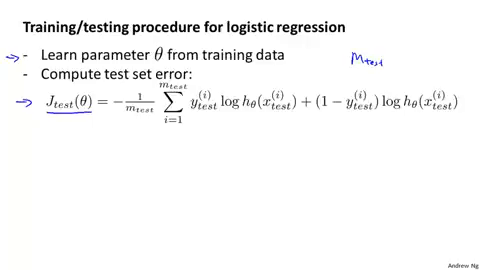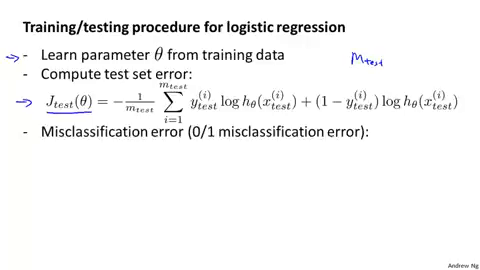While this definition of the test set error J subscript test is perfectly reasonable, sometimes there's an alternative test set metric that might be easier to interpret, and that's the misclassification error. It's also called the 0-1 misclassification error, with 0-1 denoting that you either get an example right or you get an example wrong. Here's what I mean.